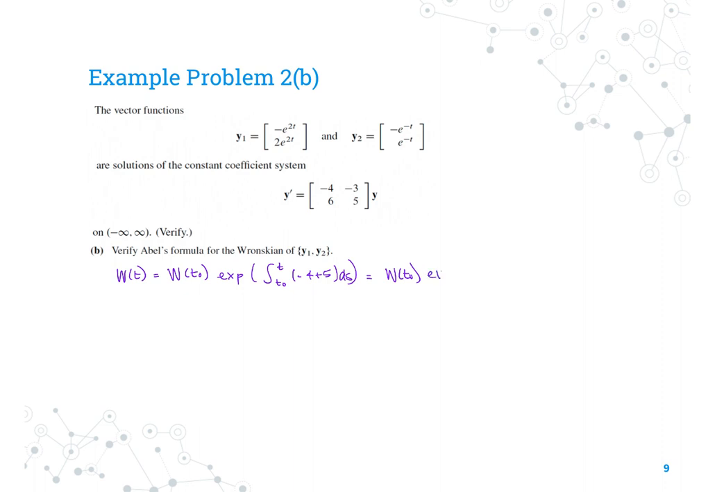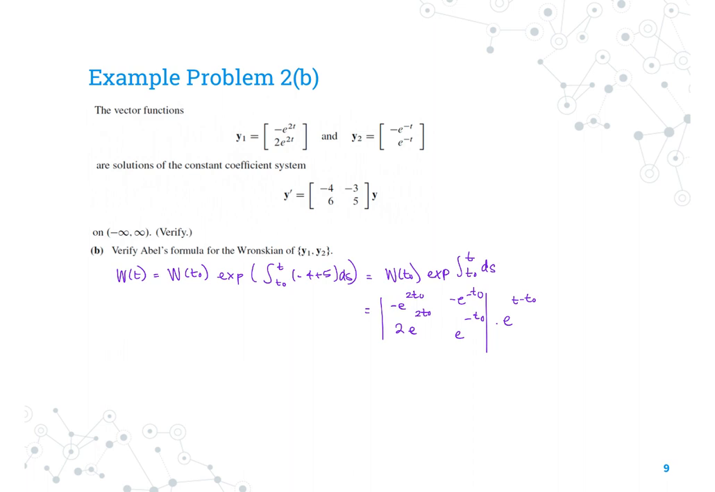So what that really is, is the Wronskian at t0 times e to the integral from t0 to t of just ds. In this case, we have the Wronskian at t0, which would be the matrix with columns -e^(2t0), 2e^(2t0) and -e^(-t0), e^(-t0), times e to our integral of ds from t0 to t, which just gives us e^(t - t0).